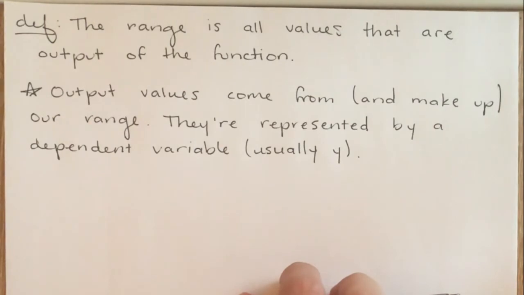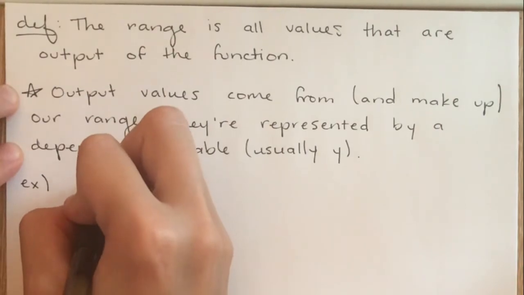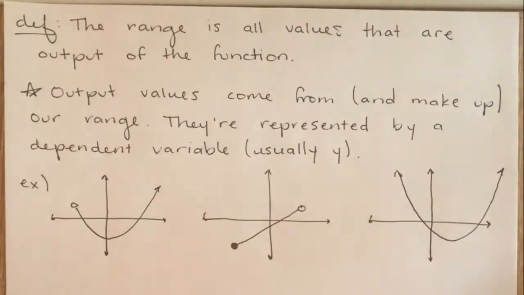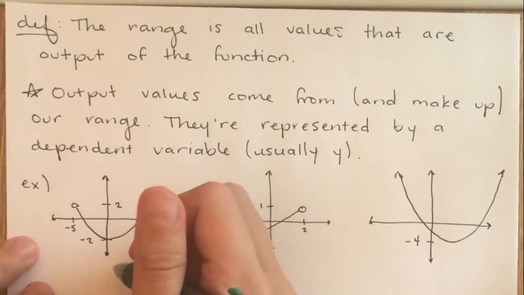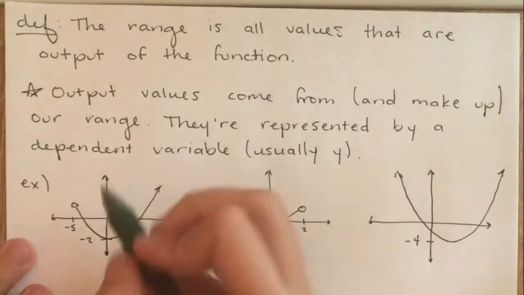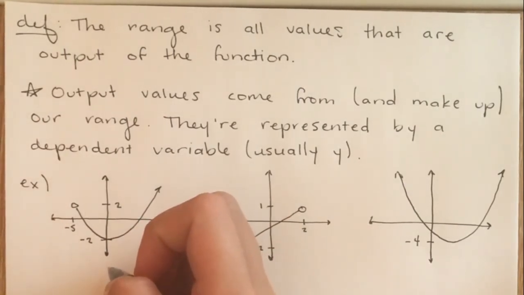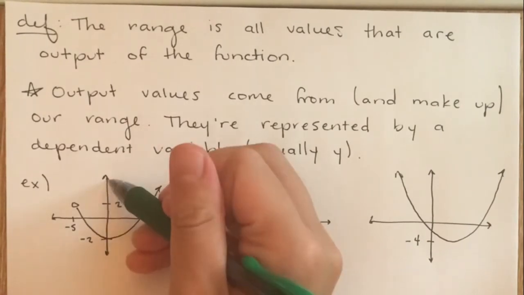Let's look at a couple of examples of finding range. So if we look back at those same examples from before, we're looking for range. Looking at this first guy, again, we want to move from negative infinity to positive infinity. Before, when we were doing that along the x-axis, that meant we were moving from left to right. Now we're moving from bottom to top.